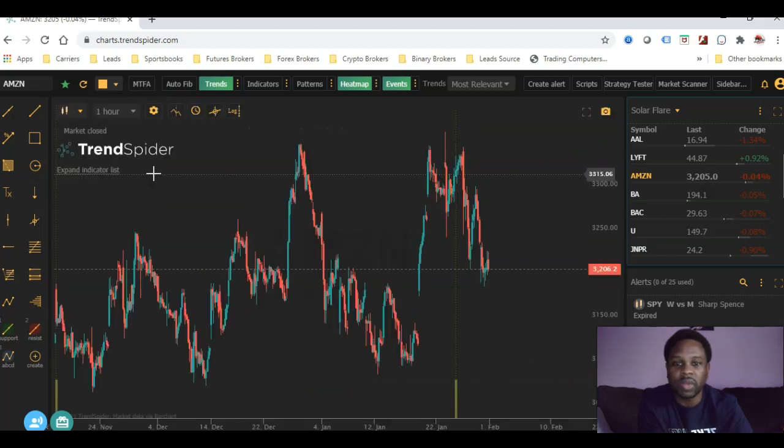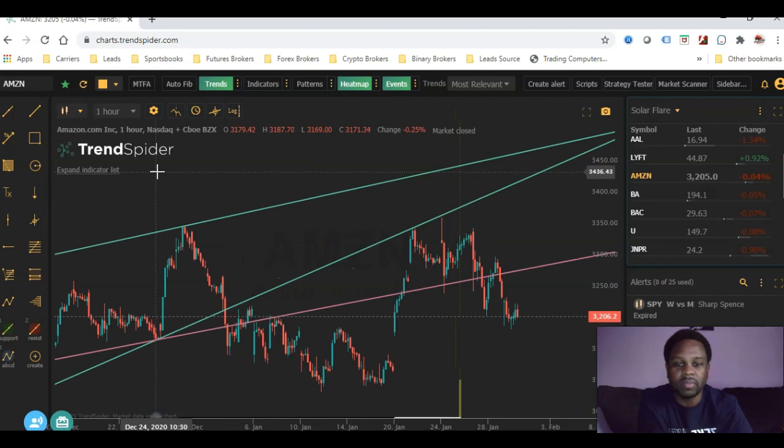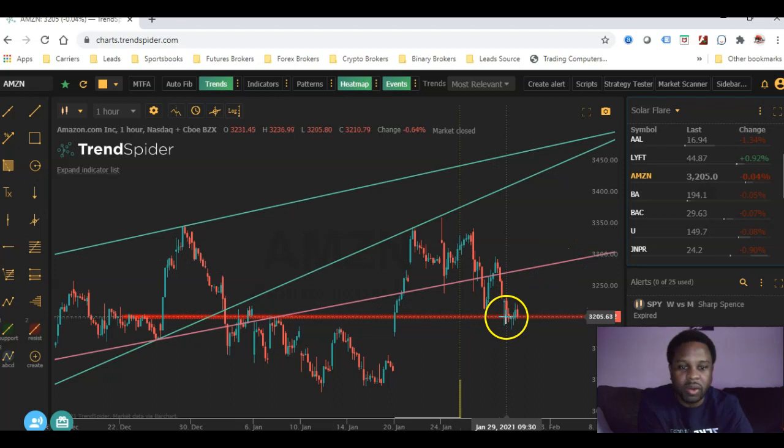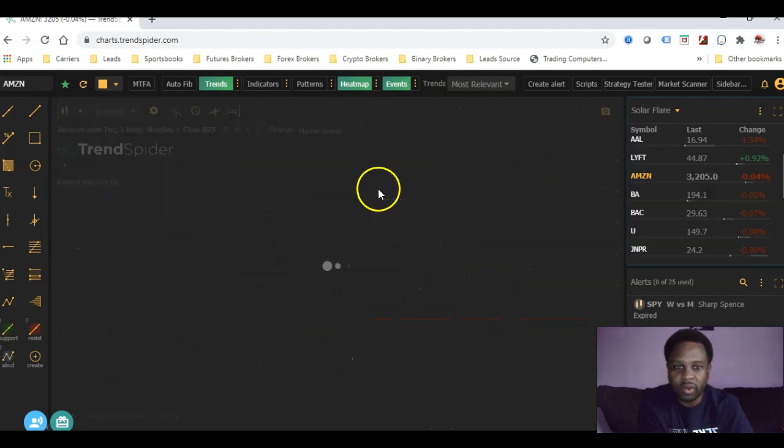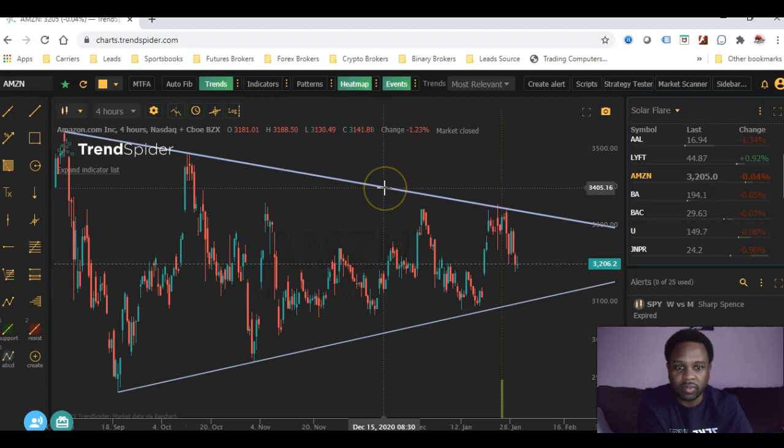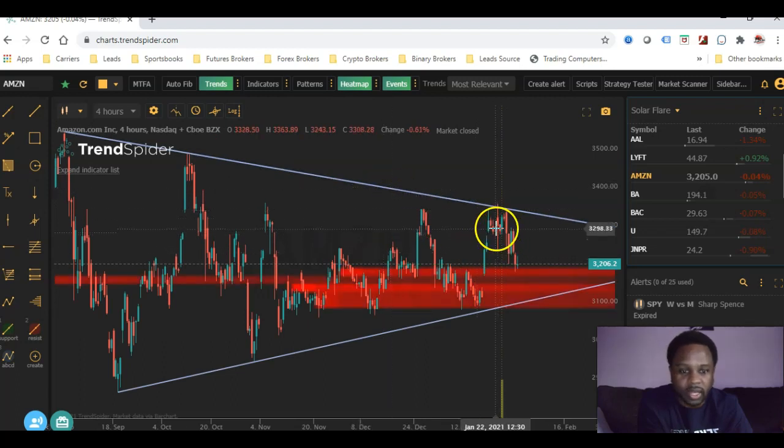Let's see what it was doing on the hour time frame. All right, so we look at the hour. That was the 29th. We really didn't see it on the hour time frame here. But if we go to the 4 hour, looking at the 28th here, it was up here. So we really didn't see it on the higher time frames.